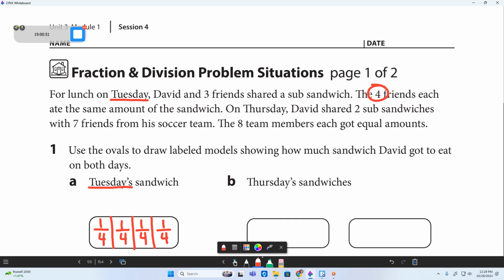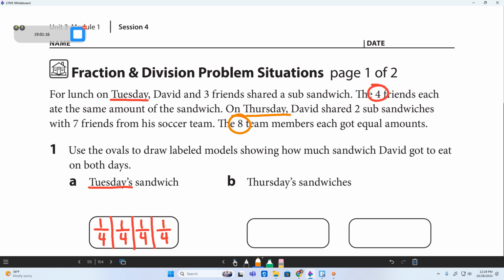The second part of the question is a little bit different. It says on Thursday, David shared two sub sandwiches with seven friends from his soccer team. So that's eight kids total. So now we're sharing two sub sandwiches. So we have double the amount of sandwich, but we also have double the amount of people. So it's really the same amount of sandwich.